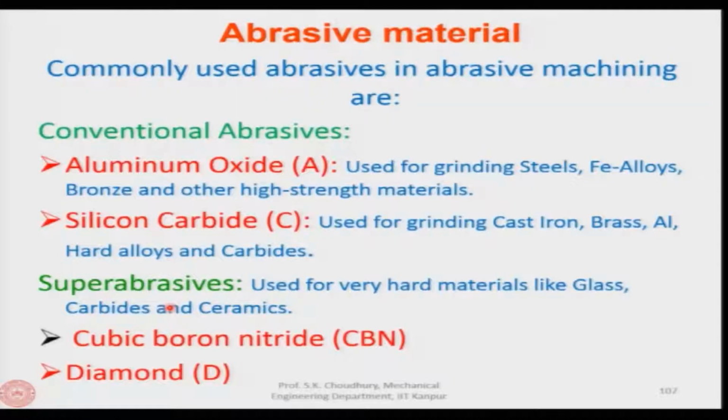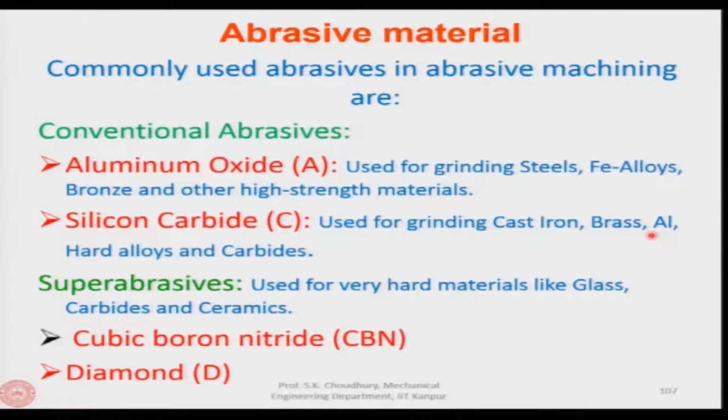Let us see, for example, the type of abrasive material. It can have either aluminum oxide, designated by A, or silicon carbide, C, or the cubic super abrasives, which are cubic boron nitride, diamond, etc. Aluminum oxide is used for grinding steel, ferrous alloys, bronze and other high strength materials, whereas silicon carbide, which is more expensive, is used for grinding brittle materials, cast iron, brass, aluminum and hard alloys, and the carbides.